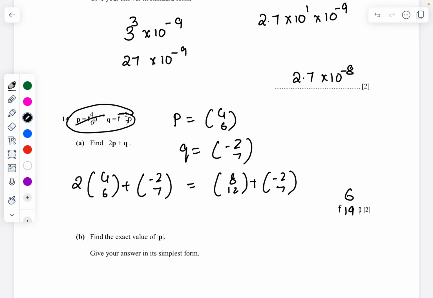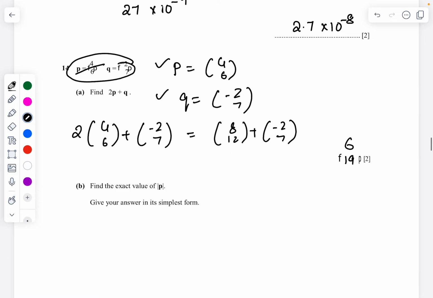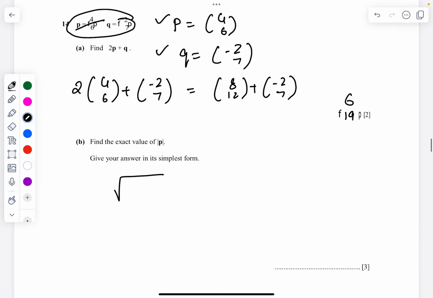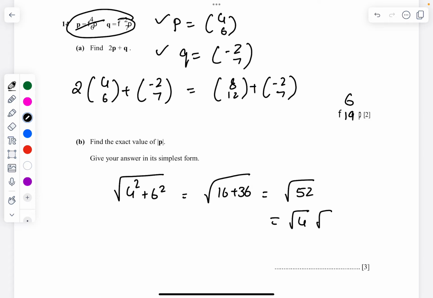So these are some printing errors. These are the exact questions. Find the exact value of the magnitude of P. It will be the square root of 4 squared plus 6 squared, which is 16 plus 36, which is 52. 52 can be written as square root of 4 times square root of 13, which is 2 square root 13.